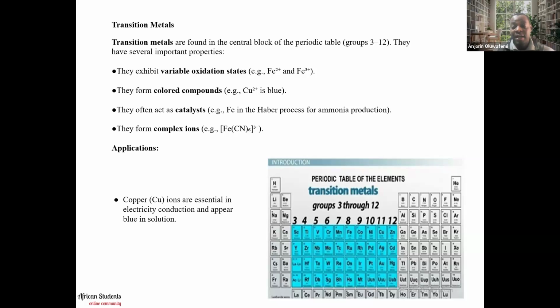You have copper wire in the coil of a ceiling fan. Copper is very, very important, and in so many electrical appliances that we use, copper is used as a wire, so to speak. So it's important for electricity conduction, and transition metals are also crucial in industry for manufacturing catalysts and other materials.